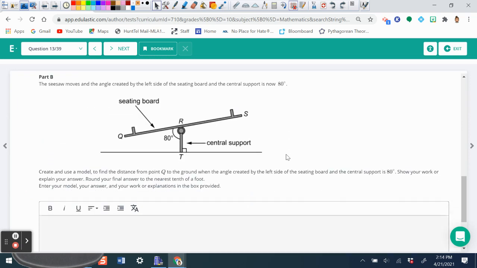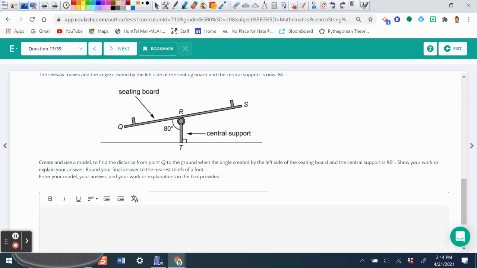Part B then says the seesaw moves and the angle created by the left side of the seating board and the central support is now 80 degrees. So they now tell us that angle R is 80 degrees. It says create and use a model to find the distance from point Q, which is right here, to the ground. So we are now trying to find the distance from point Q to the ground. You always have to assume when we're talking about this distance here that they mean a perpendicular distance to the ground, so a right angle. So it says show your work or explain your answer.